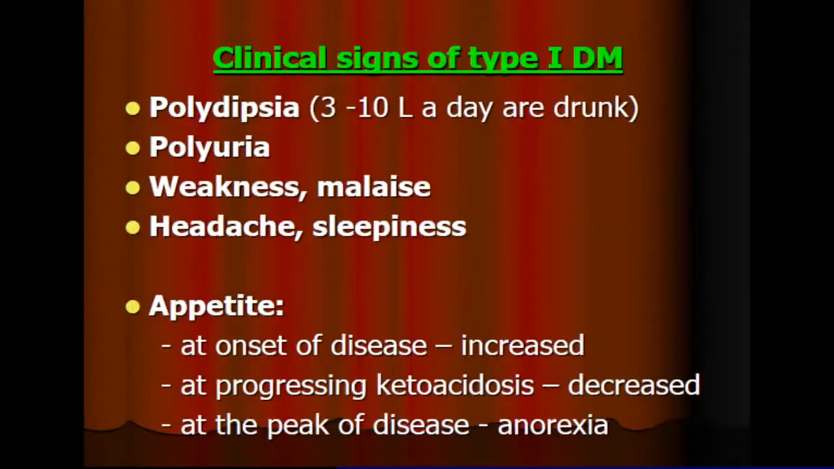Now, clinical signs of diabetes mellitus type 1. Polydipsia, polyuria, weakness, malaise, headache, sleepiness. Appetite at onset of disease increased, at progressing ketoacidosis, appetite decreased, at the peak of disease, anorexia.